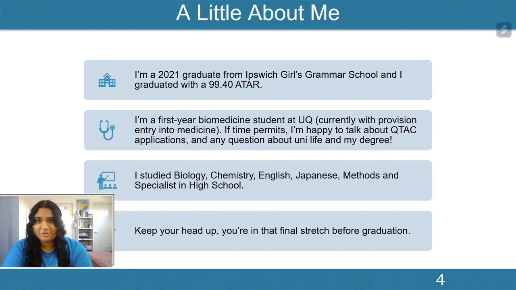And finally, keep your head up. You're in that final stretch before graduation. Externals are looming, and it can be quite an exhausting period of time. But at the end of the day, you guys will have one of the best holidays you'll ever experience.